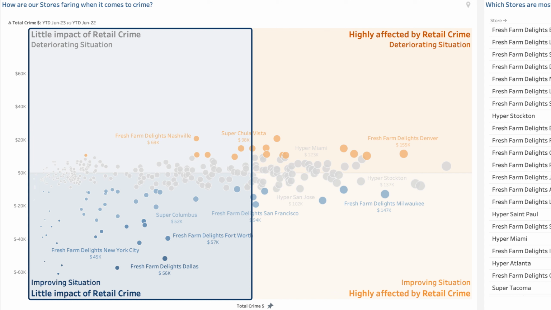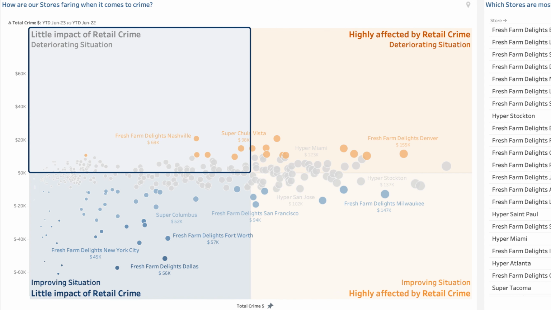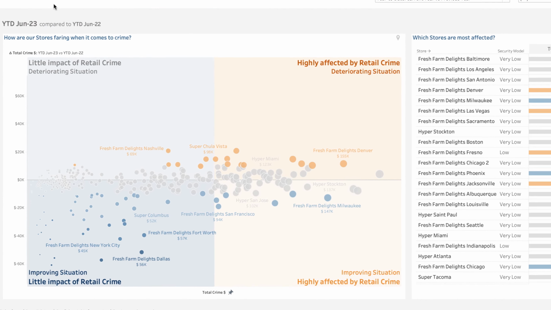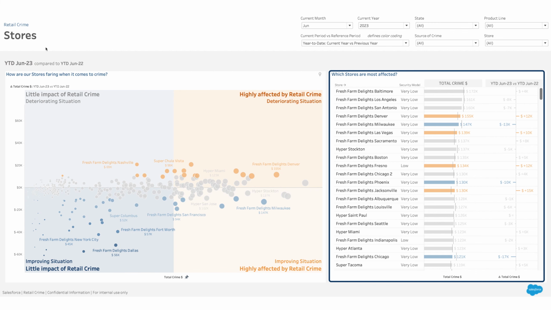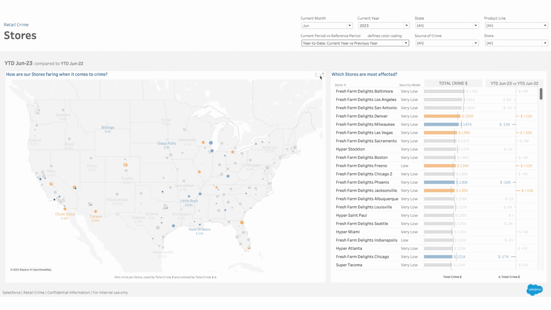On the left are stores that are less affected by crime, although those on the upper level are facing increasing exposure to crime and require special attention. On the right, details for each store. A pop-up allows you to visualize which regions are most affected. Each circle is a store, sized according to the total cost of crime. The color indicates whether the situation is getting better or worse.